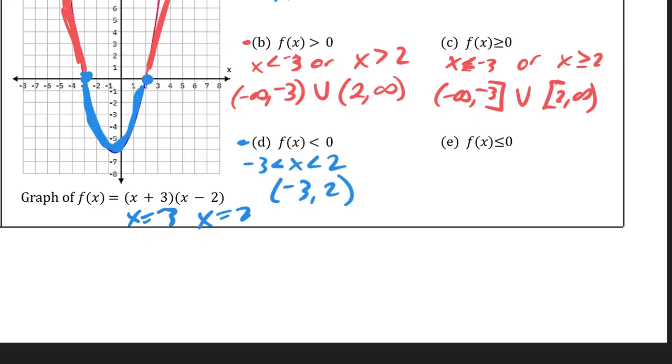In parentheses, because we don't want to include the zeros. And then in E, when it changes to or equal to, right, -3 is less than or equal to x. It's less than or equal to 2. So -3 to 2 in brackets is the change there.